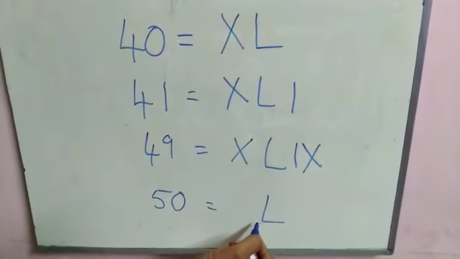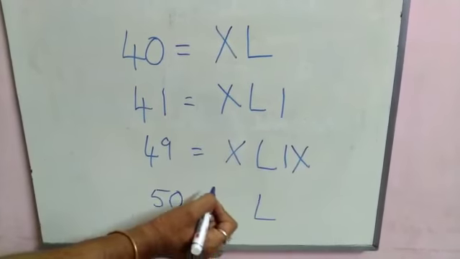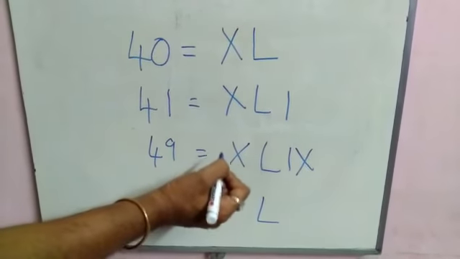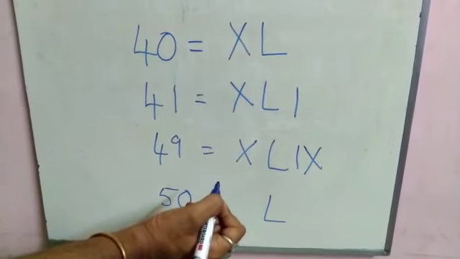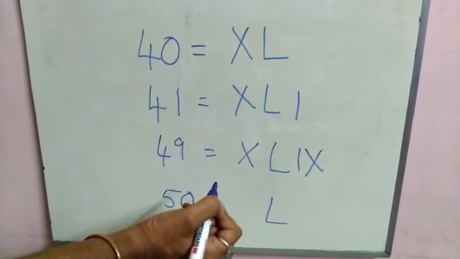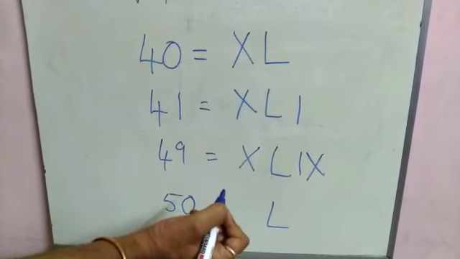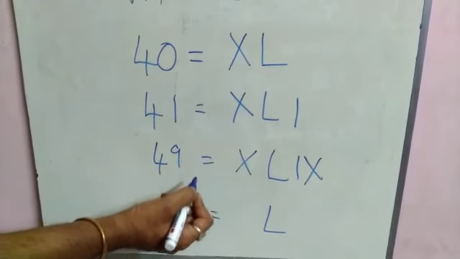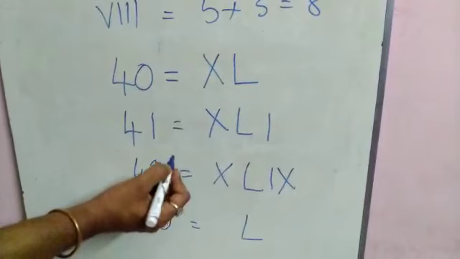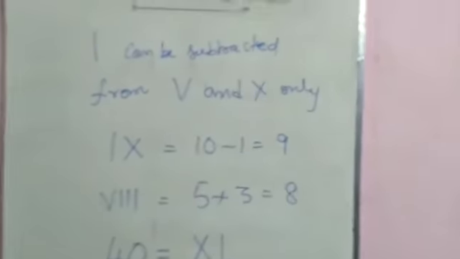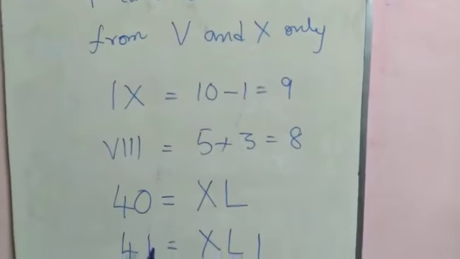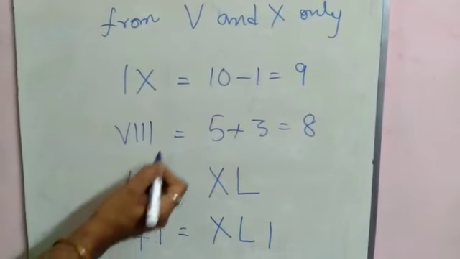Okay. So now these rules can be applied to write any numbers like this. Later on, for holiday homework, I will give you one project. You have to write all Roman numbers from 1 to 100.